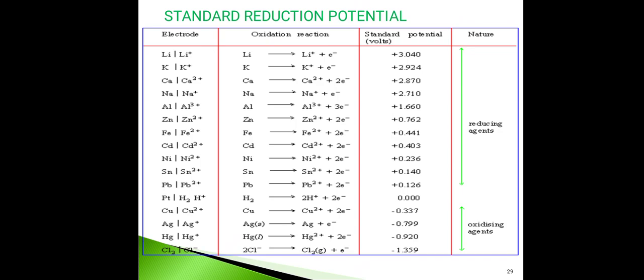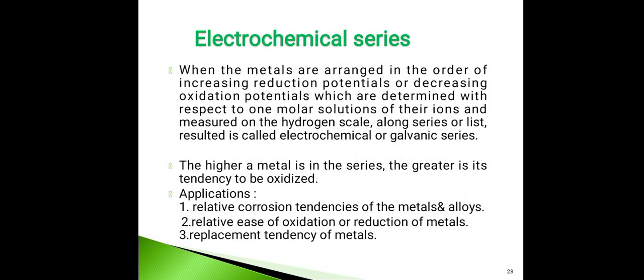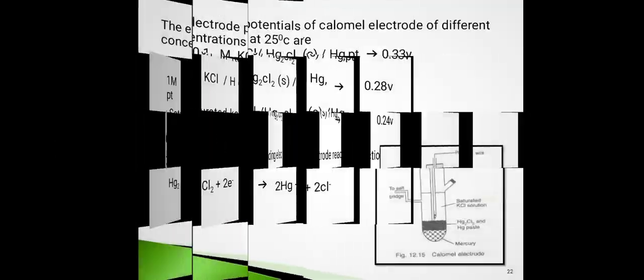These are called reducing agents. And from hydrogen and below, there are negative values. These are called oxidizing agents. Okay, so this is about the electrochemical series. Next we are going to learn about the types of electrodes.